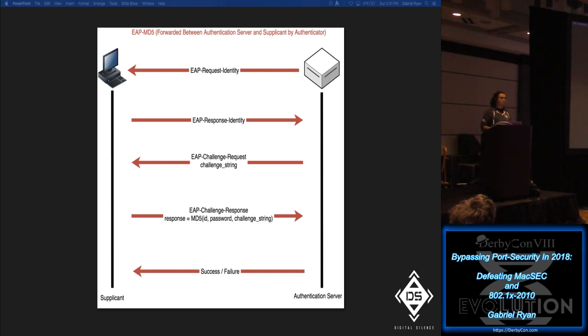The authentication server then repeats that same process. It puts the user's identity, the password, and challenge string through the MD5 hash function, and then compares the output of that second hashing with the response that was sent from the supplicant. If they match, you have an authentication success. If they don't match, well, authentication fails.